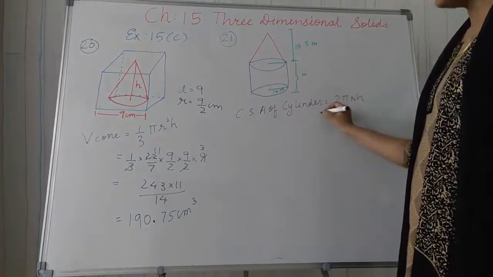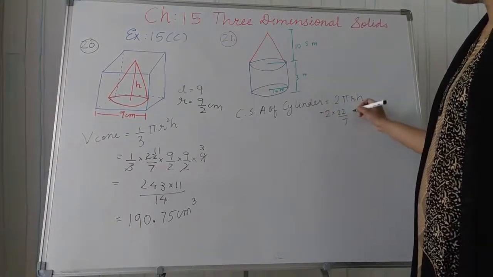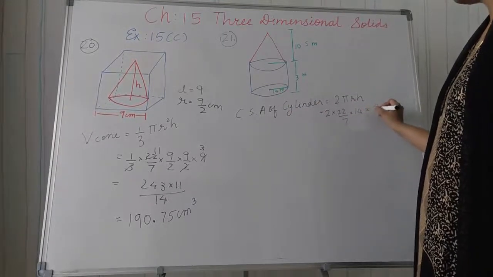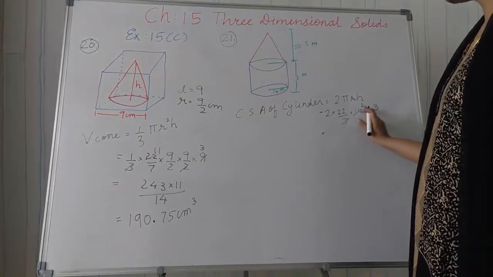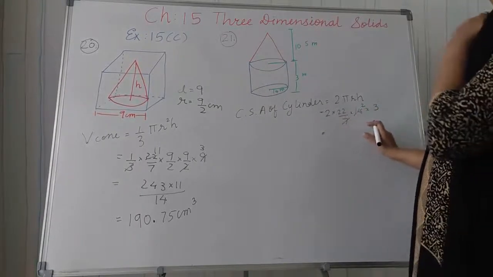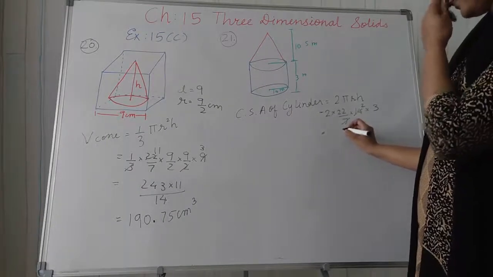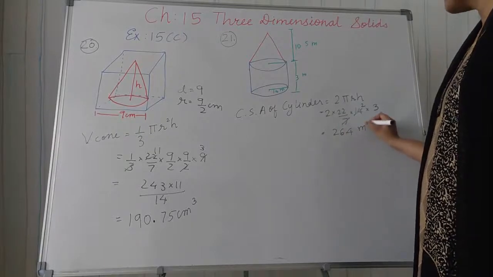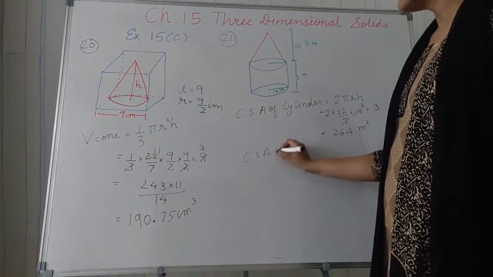So I am finding separately here 22. You can do it together also. So radius is 14 here and height is 3. So 7 2s are 14, 3 2s are 6, 2s are 12, 12 2s are 24, 24 11s are 264 meter square.